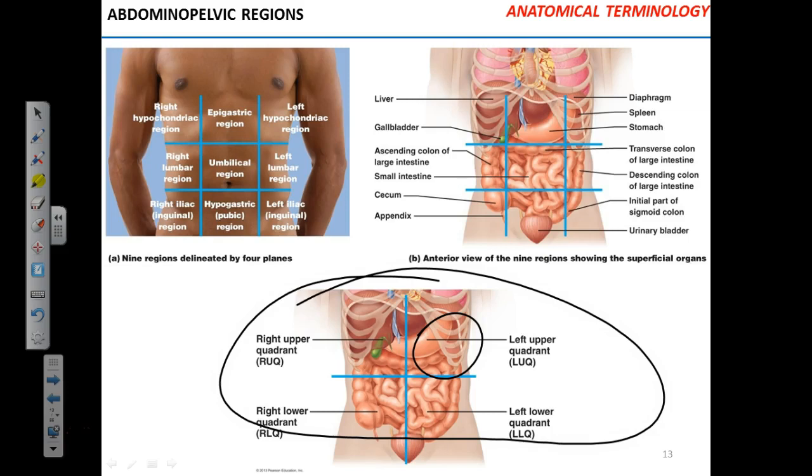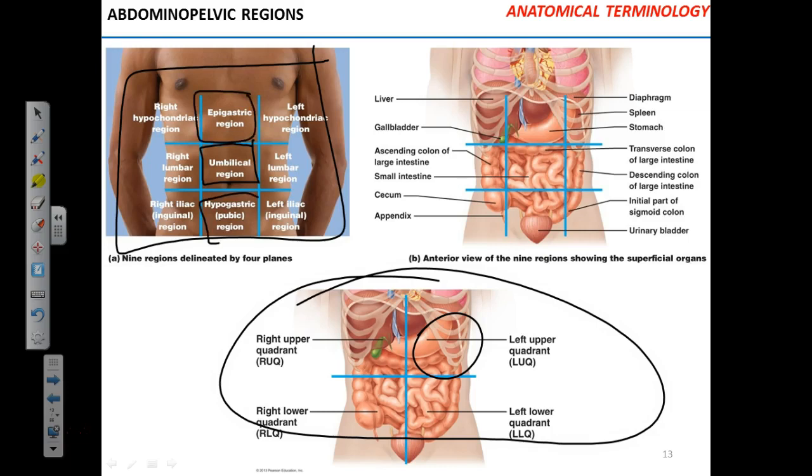Now, anatomical regions, the abdominopelvic regions. The abdominopelvic area can be divided into 9 regions. I will ask you to know all of them. On the anatomy exam, you will see an arrow going to the region and then a question about it. Am I clear? Umbilical, this one in the center around your belly button. Epigastric and hypogastric. Epi means above, hypo means below. So above the stomach and below the stomach. It's not very accurate, but it's a way to make an association and remember it.